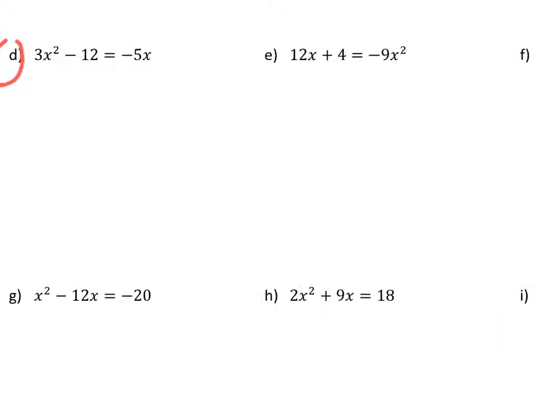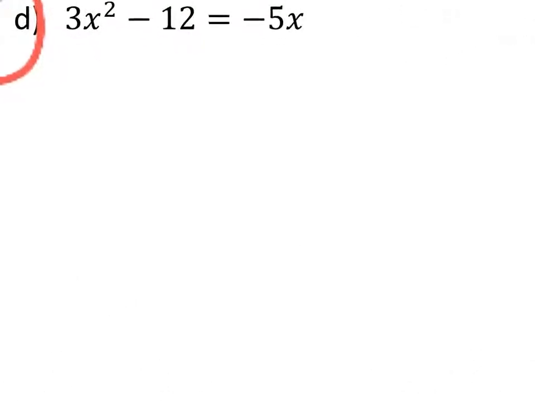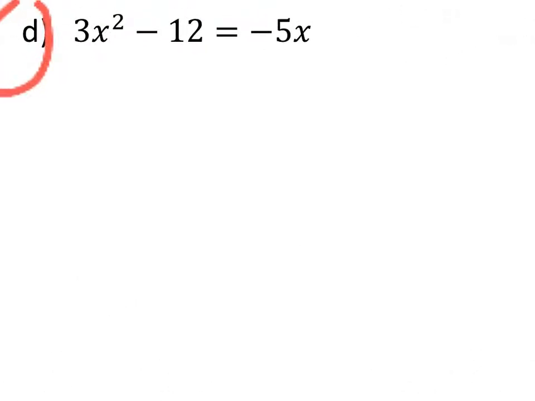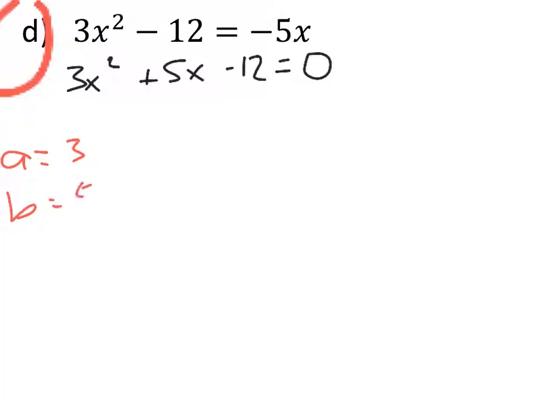So letter D. This is not in standard form, so I need to make it. So I need to move this to the other side so that it becomes 0. So 3x squared plus 5x minus 12 equals 0. All I did there was drop the wall and add 5x to both sides. They canceled. There we go. So now I have a equals 3, b equals 5, and c equals negative 12. Just aligning the coefficients with the letters, or the constant with the letter that correlates to standard form.